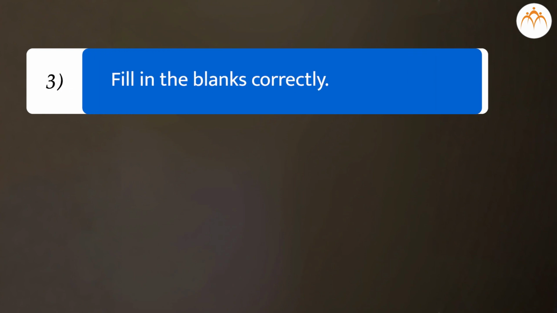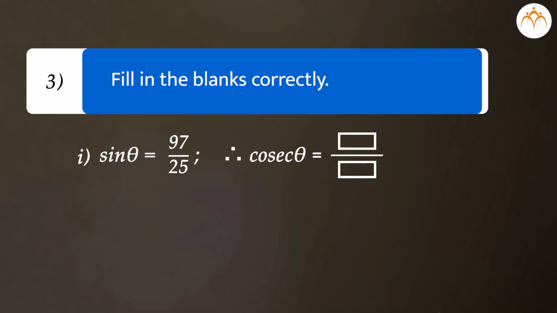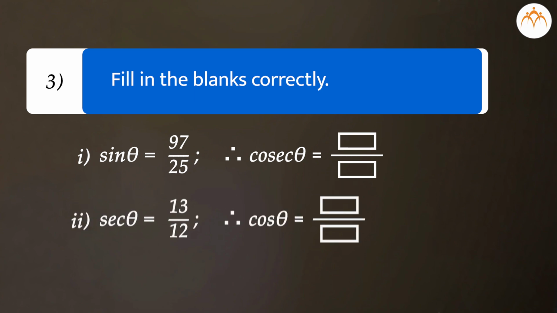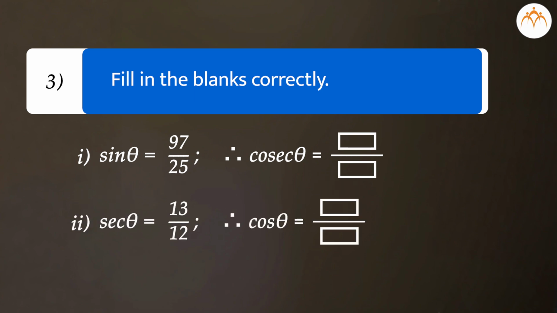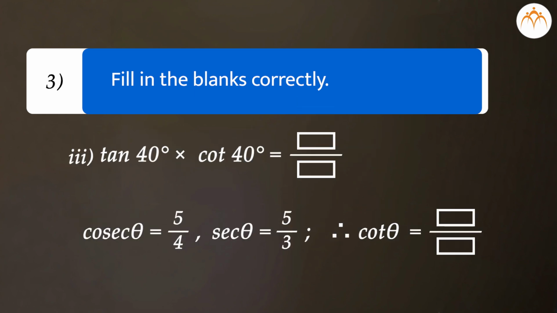Fill in the blanks correctly. Find the value of the ratios. Sin theta is equal to 97 upon 25. Therefore, cosec theta is equal to what? Sec theta is equal to 13 upon 12. Therefore, cos theta is equal to what? Tan 40 degree into cot 40 degree is equal to what? Cosec theta is equal to 5 upon 4. Sec theta is equal to 5 upon 3. Therefore, cot theta is equal to what?